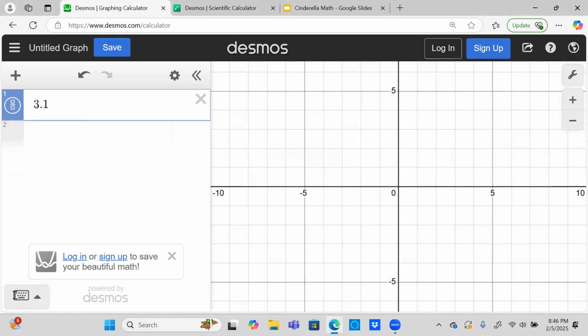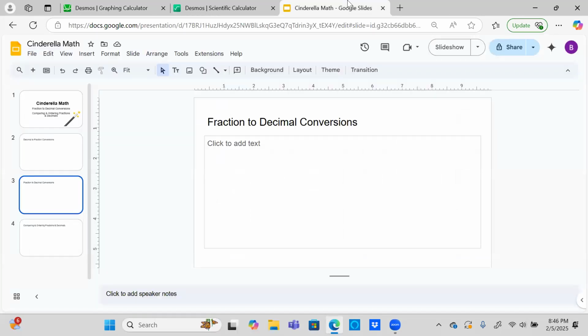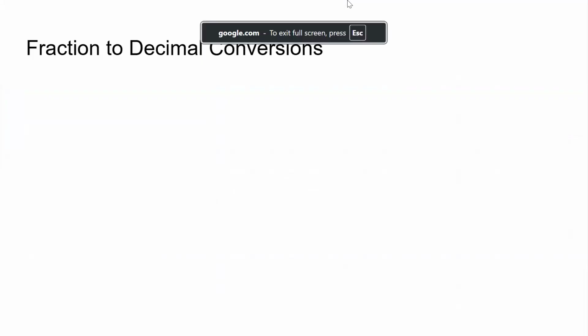So it is fine if I'm your teacher, if you want to use this, it's fine. I want you to see it by hand, but why not use the tools that we've been given? Okay, let me go back here. Let's now go fraction to decimals.